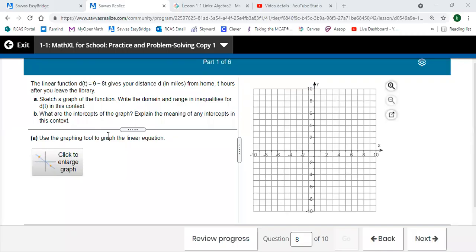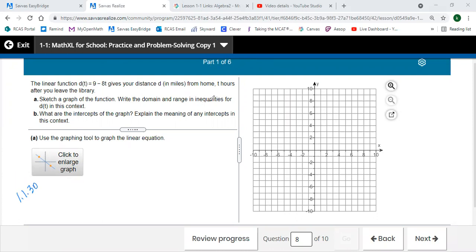All right, problem 8. And on my screen again, let's see, that's showing up as 1.1.30. And so we're supposed to, it's got 6 parts to it. Whew. And we're going to sketch the graph, write the domain and range of it in inequality form.